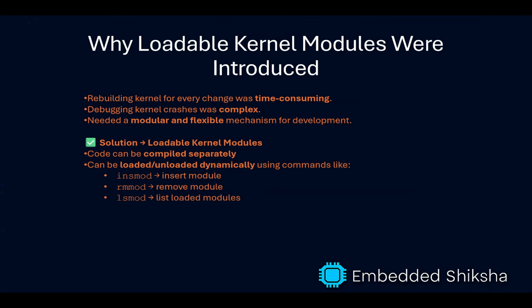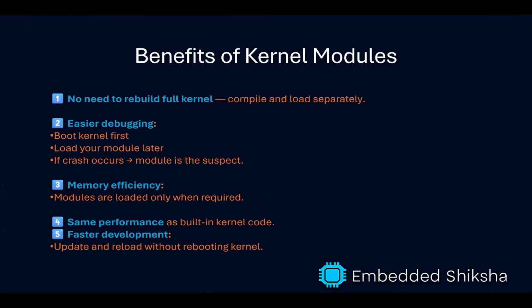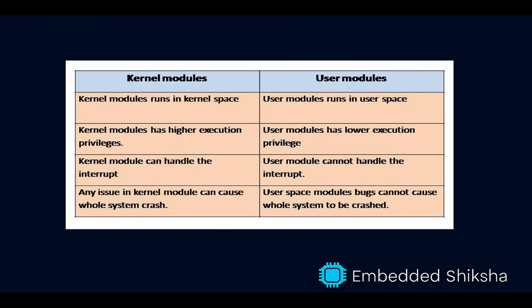And then we discussed loadable kernel modules, why they were introduced and what the benefit of using them is. As we discussed, you will compile your kernel separately and your code separately, right? So it will give you the Linux kernel build image and then your code image, which is the .ko, right? There are some examples of loadable kernel modules like USB, audio driver, and file system driver. Basically any driver you can compile and make a loadable kernel module depending upon your requirement, right? All the benefits we already discussed.